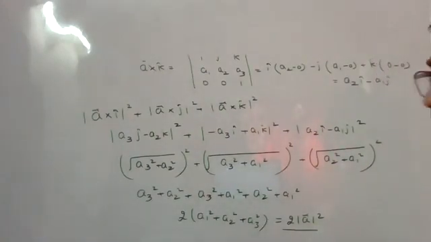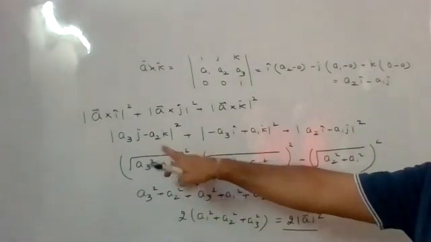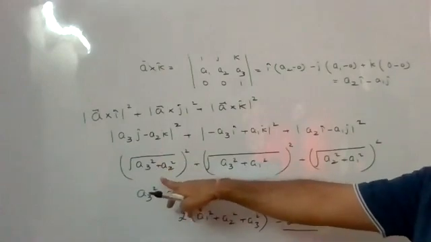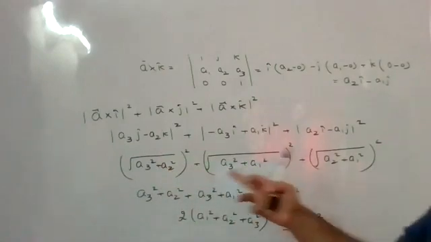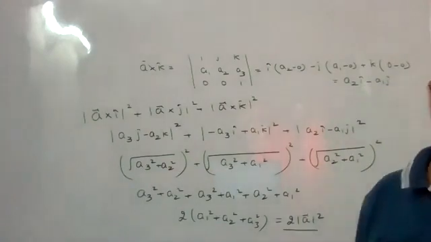Clear? So A cross I should be calculated, A cross J should be calculated, A cross K should be calculated. After that, simply modulus taken of that. So magnitude, when you are taking, you get under root and then squaring it, you will get this result. Next question, please.